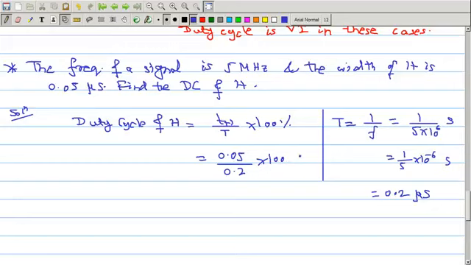Now once you have got it, if you calculate this you will get 25%, because 0.05 multiplied by 4 gives you 0.2, and the 4 and 100 get cancelled to give you 25%. So you see that the duty cycle of this TH in this particular problem is 25%.